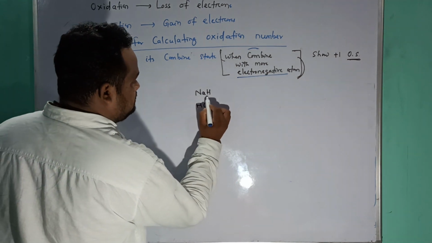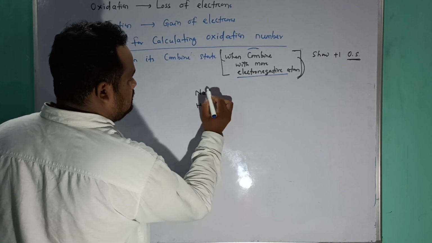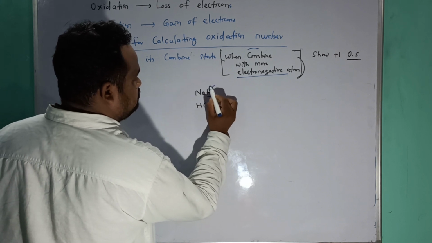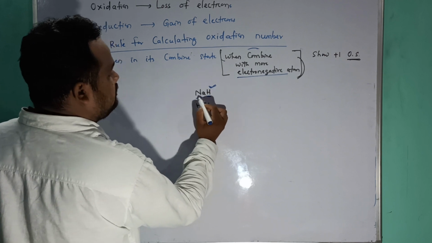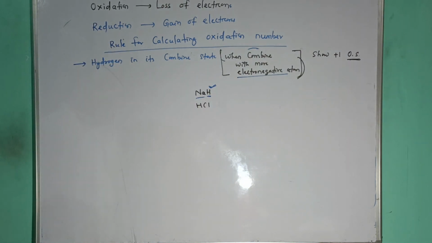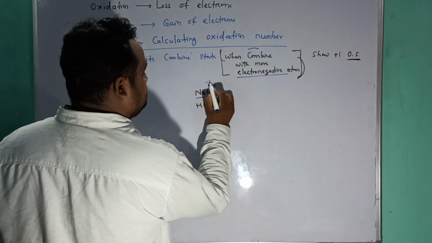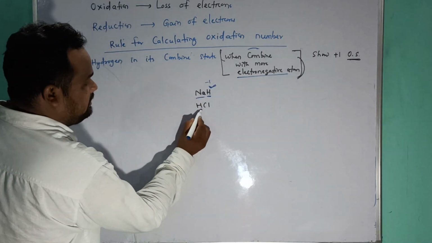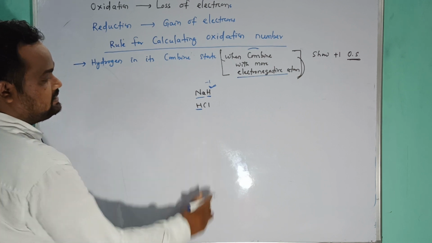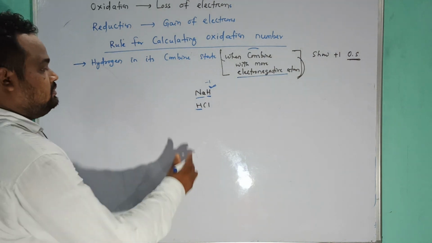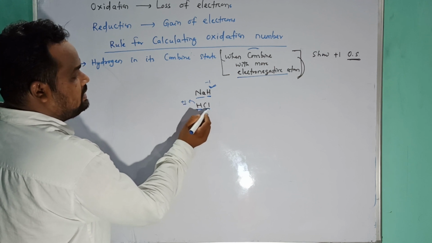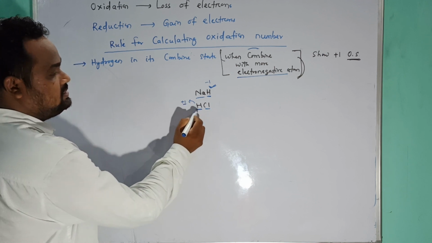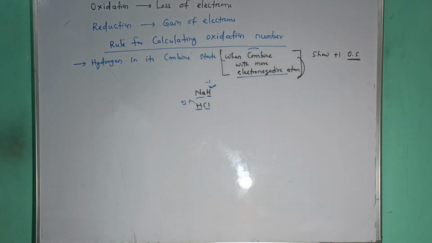Here, if hydrogen is on the right hand side, then hydrogen has a more electronegative value than this atom. So here hydrogen has -1 oxidation state. But if hydrogen is present on the left hand side, it has +1 oxidation state, meaning chlorine has a more electronegative value than hydrogen. Why? How? What is electronegativity? We'll learn in higher class.